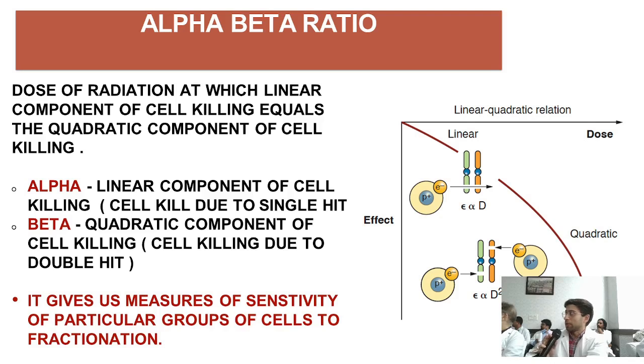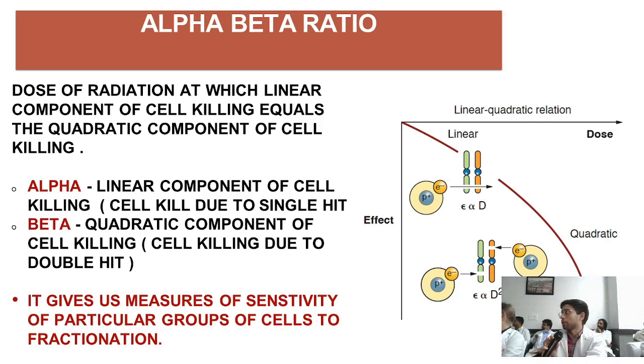If I take an example of DNA, we know there are two strands of DNA, and if we give a single high dose of radiation, and we can achieve damage to both strands of the DNA, we can kill the cell in a single hit. So that will be cell killing due to single hit. If I give the first dose of radiation and it damages one strand of DNA, and on the next dose of radiation I'm damaging the other strand of DNA, then it's causing cell death. We can call it cell kill due to double hit.